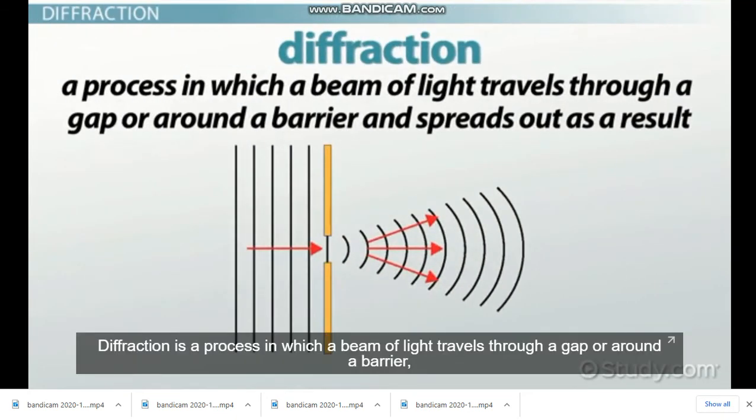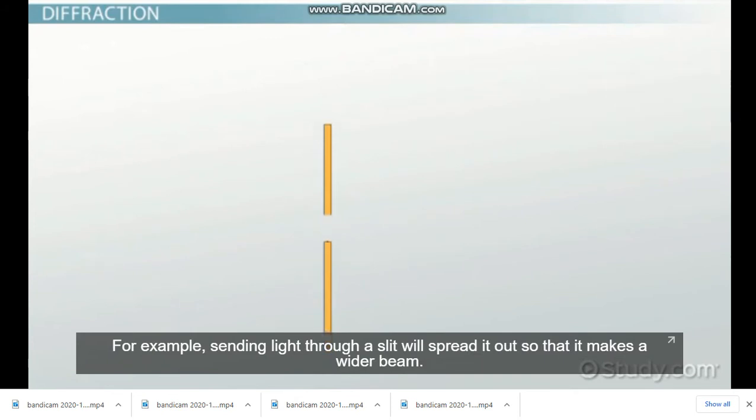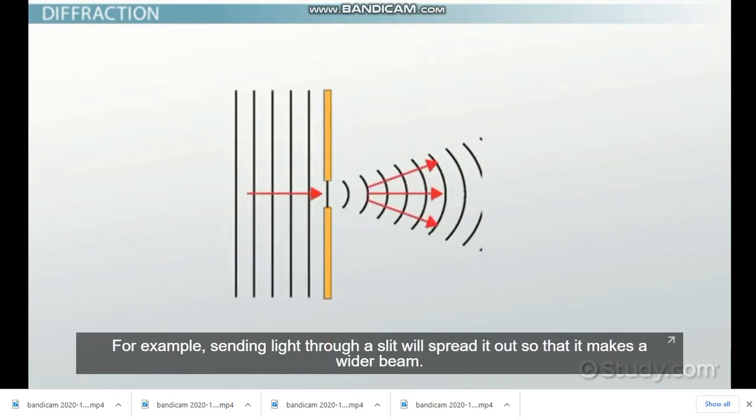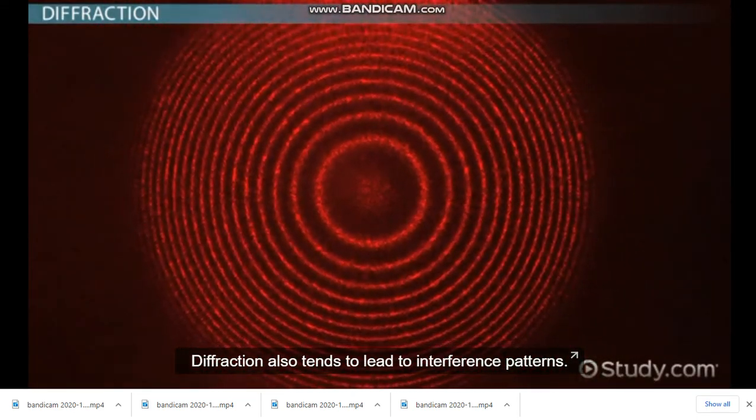Diffraction is a process in which a beam of light travels through a gap or around a barrier and spreads out as a result. For example, sending light through a slit will spread it out so that it makes a wider beam. Diffraction also tends to lead to interference patterns.